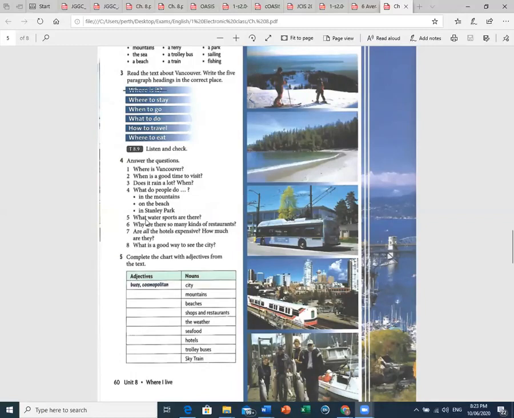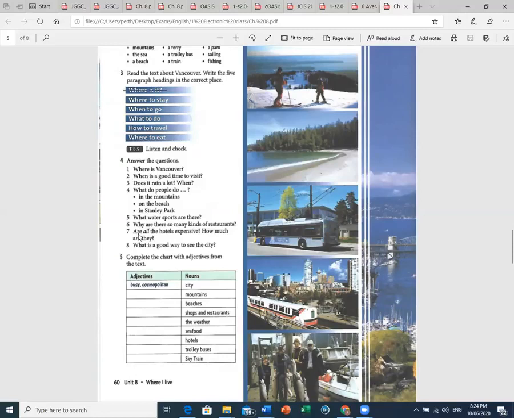Number 5, what water sports are there? There are swimming, sailing, and fishing. Number 6, why are there so many kinds of restaurants? Because Vancouver is a cosmopolitan city, which means it is a multicultural city. People from different countries around the world live in Vancouver.